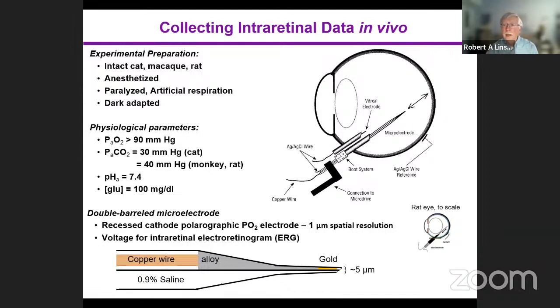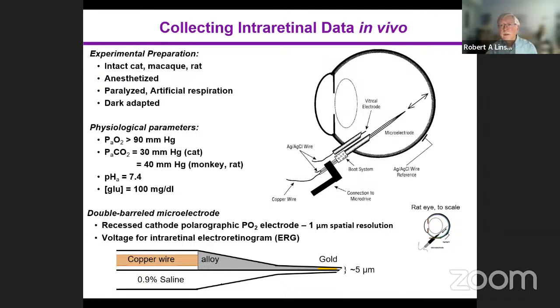The way we make measurements is with these double-barreled oxygen-sensitive microelectrodes. Nobody else in the world uses electrodes quite like this that we know of at the moment. One barrel of the electrode is a polarographic oxygen electrode that measures the current proportional to oxygen levels. It has very good spatial resolution for reasons I'm not going to get into. And the other barrel of the electrode is filled with just saline and is connected to voltage amplifiers to record the electroretinogram. So we put these electrodes through the wall of the eye around the pars plana, and then we can drive it into the retina, as I'll show you in a second.